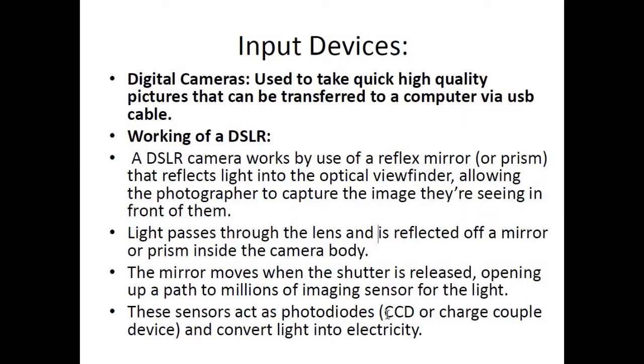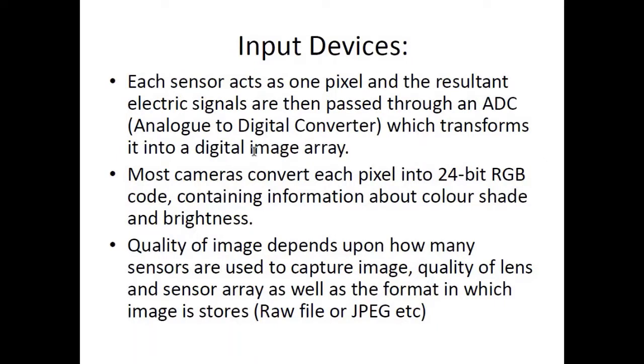They are CCDs or charge coupled devices which convert light into electricity, and those electric signals are then converted by the microprocessor of the camera into digital format. Each sensor acts as one pixel, and the resultant electric signals are then passed through an ADC which transforms it into a digital image array.